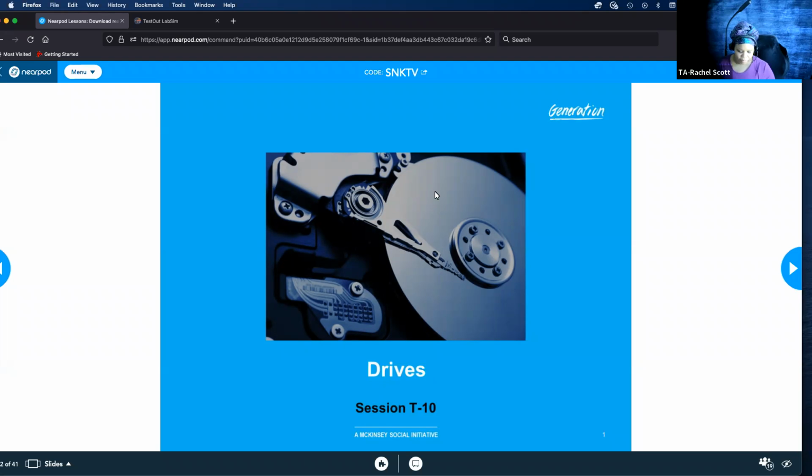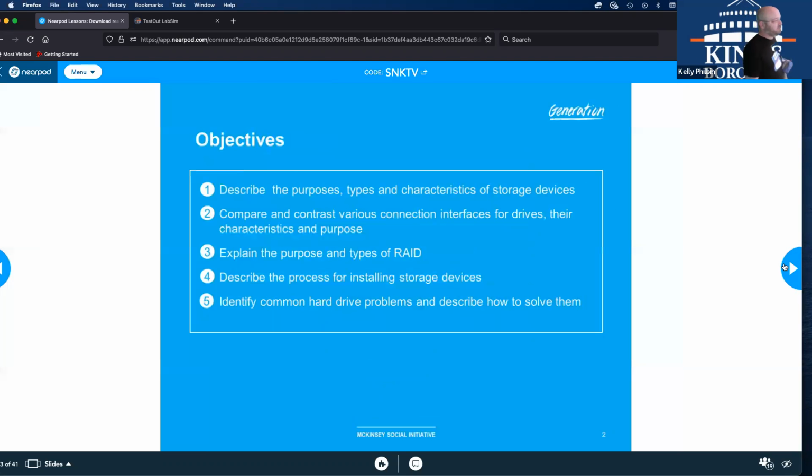All right, good. Excellent. So, drives, we're going to be talking about our non-volatile memory. We're going to be talking about the purposes, types, and characteristics of storage devices. We're going to be comparing and contrasting various connection interfaces for drives. So we're kind of continuing that conversation on connectors.